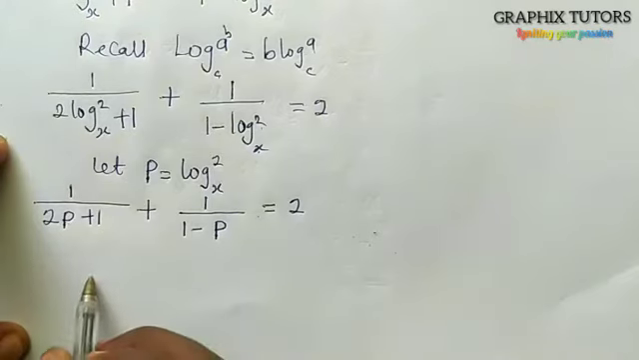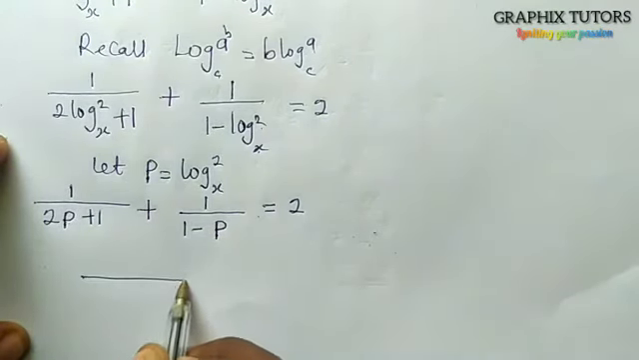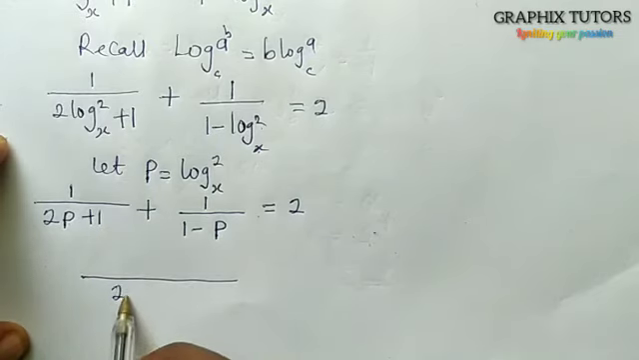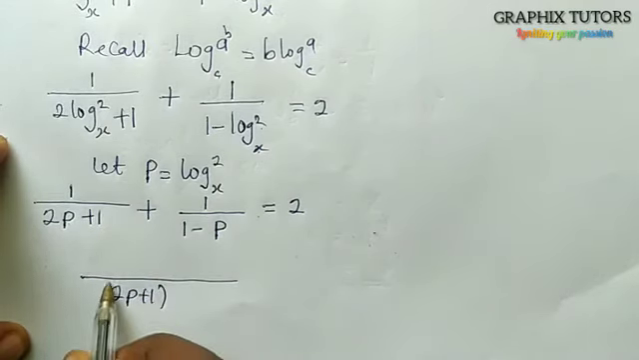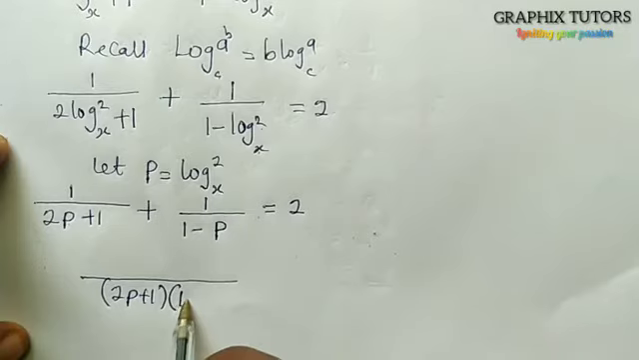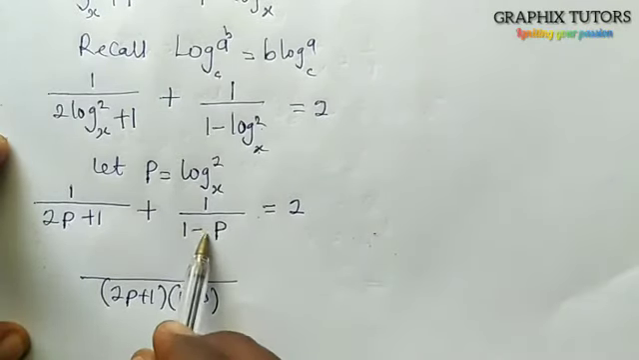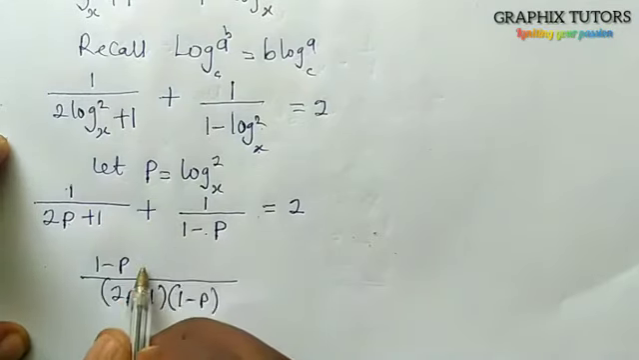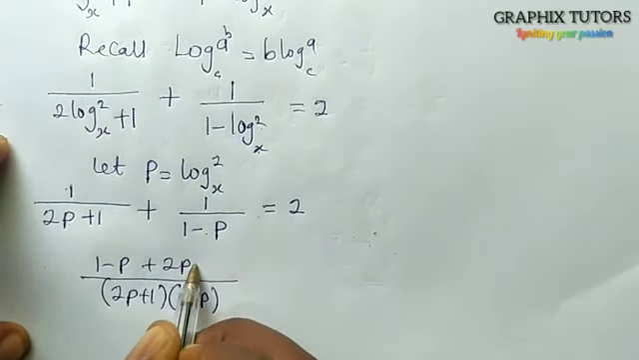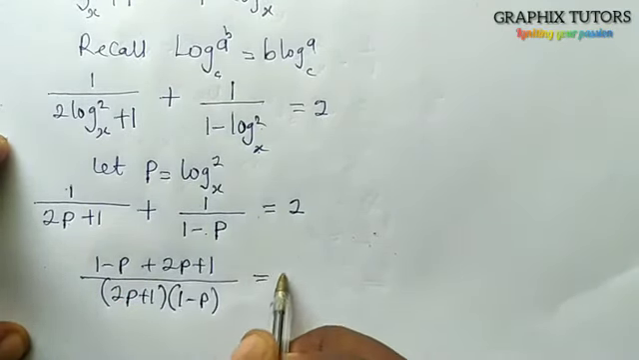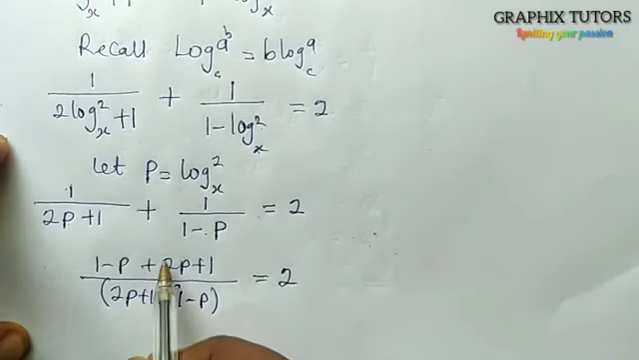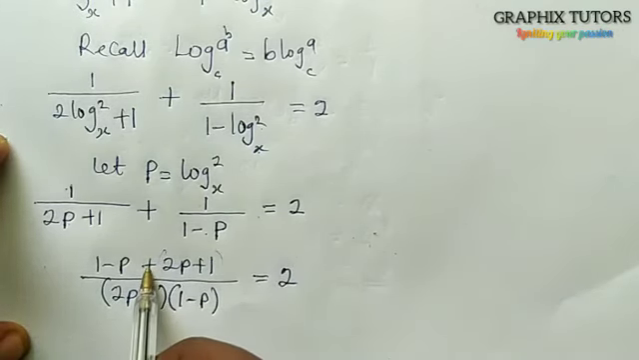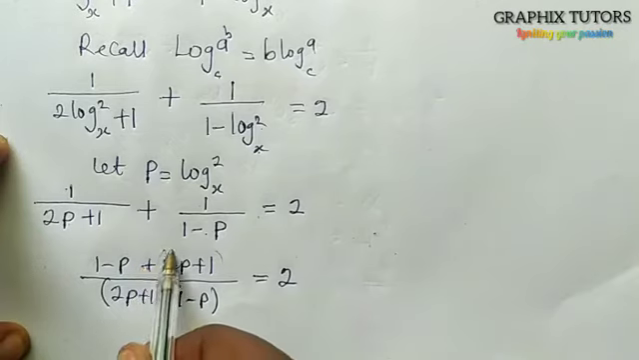Now if you look for the LCM here, the LCM is going to give us 2p plus 1 and also 1 minus p. So this multiplied by this will give me 1 minus p. This tends to give me plus what? 2p plus 1 equals to what? 2. The reason why I'm not putting a bracket is because this guy here is positive. If it's a negative, I'm going to input a bracket here.